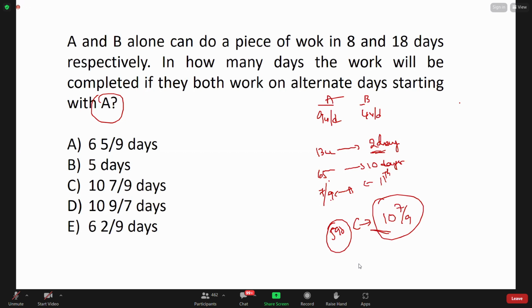Yes, 65 by 10 days, once explain. 65 by 10. Okay. 65, okay, this part okay, fine.